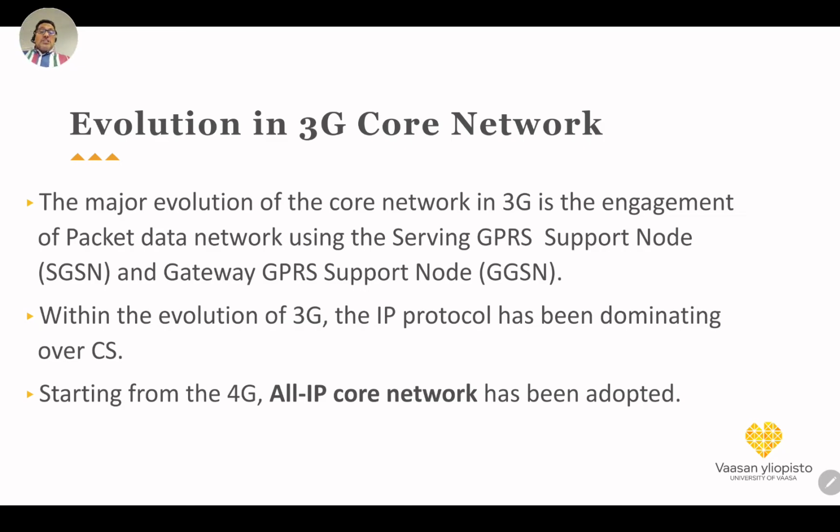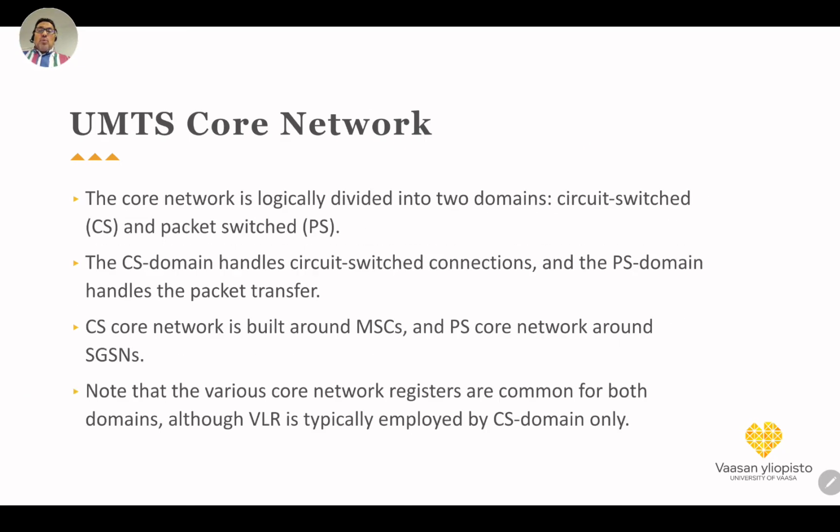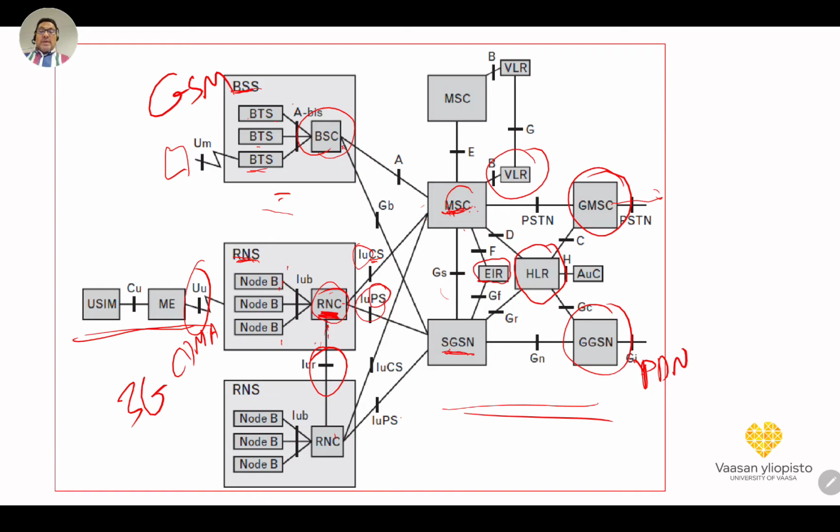Actually, what was the problem here? If we look here, we had two major problems in this 3G and also in the GSM. The first problem is the complexity of the radio network subsystem, or as it is called, the terrestrial radio access network.